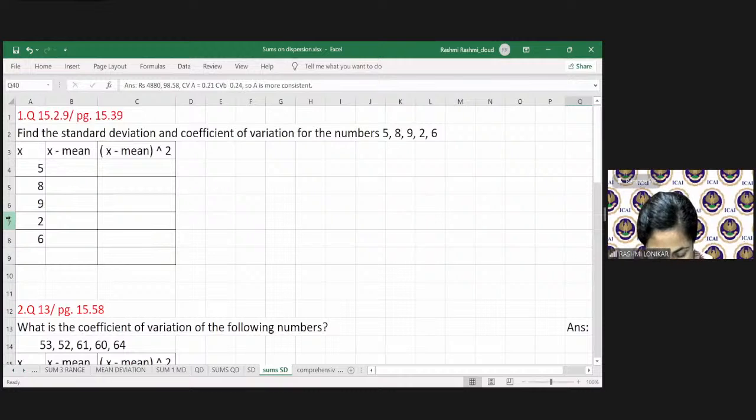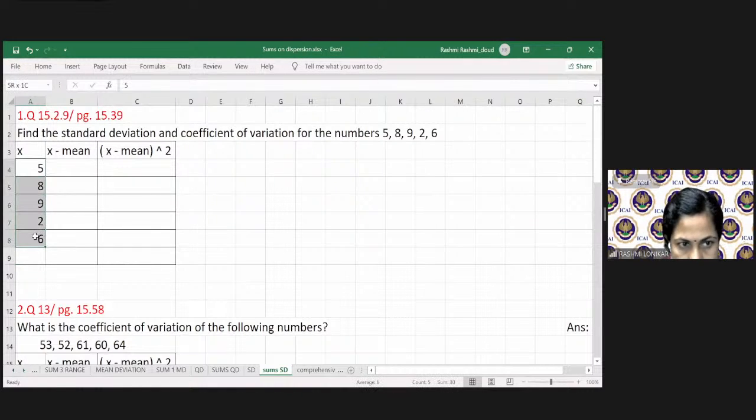Yes. Mitra, you're saying mean is 6. What about the others? Can anybody tell me? So how much is this? The total is 30. Yeah. So let me write it over here.